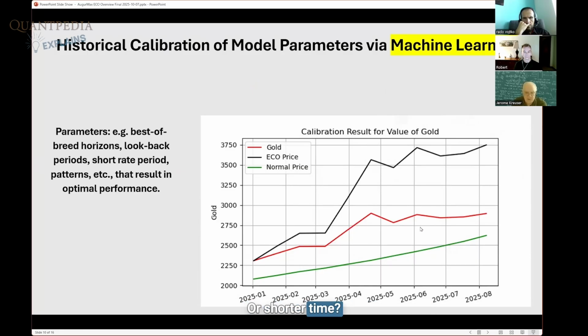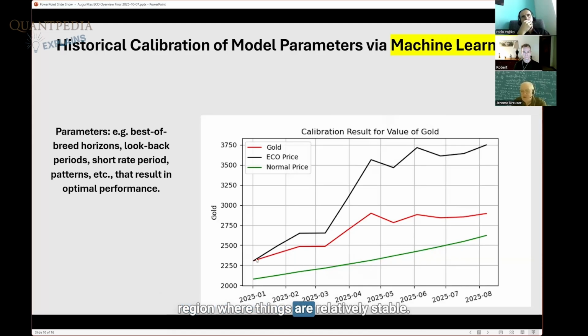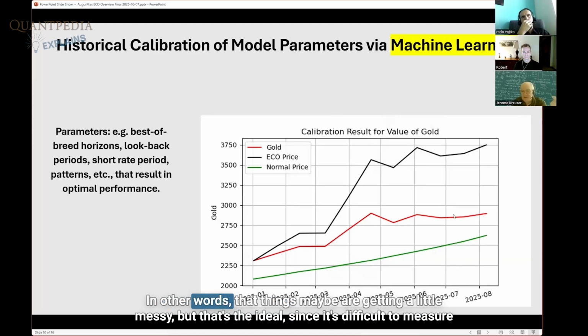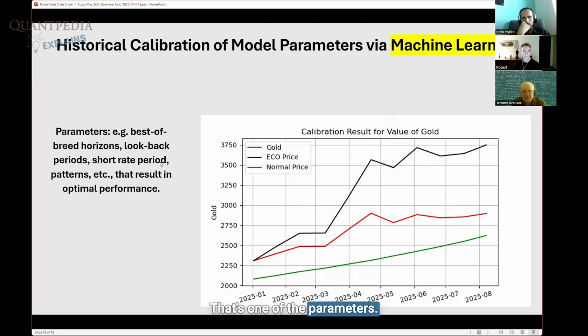Or shorter time? Ideally, when you think about this, what you would like to do is to capture a historical region where things are relatively stable. In other words, that things maybe are getting a little messy, but that's the ideal, since it's difficult to measure that. We haven't incorporated that aspect yet. What we do is we look at different intervals of going back. That's one of the parameters.